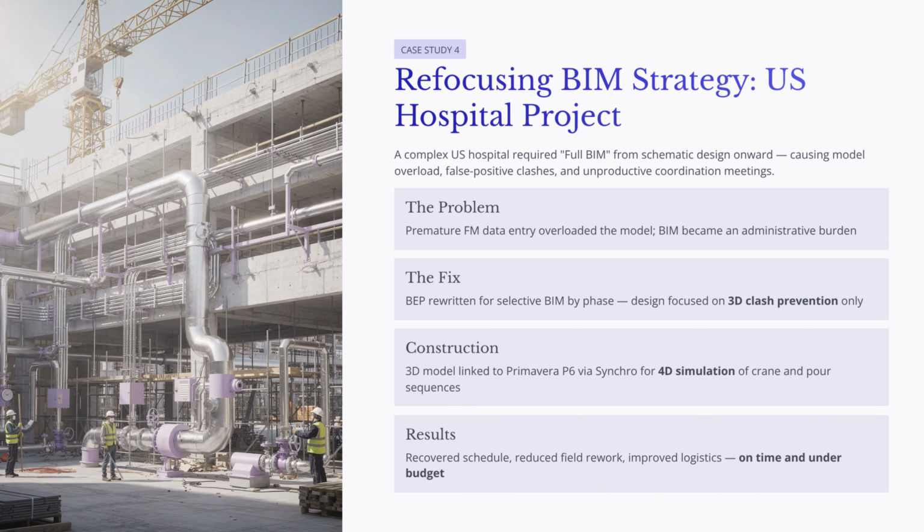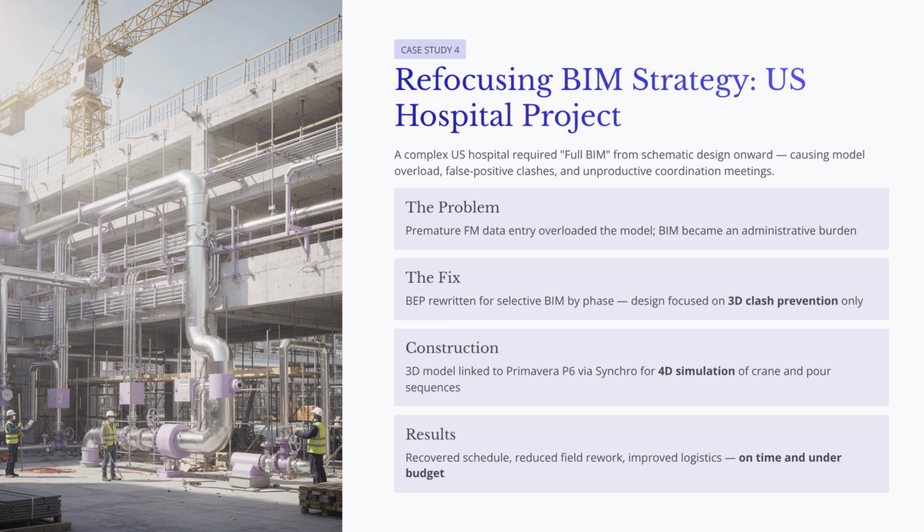At the beginning of the project, the owner required full BIM from schematic design onward. The team was expected to use 3D coordination, 4D scheduling, 5D cost estimating, and facility management data integration very early in the project. At first, this sounded comprehensive, but in practice, it created serious problems. The model became overloaded with information that was not useful yet. For example, the design team was asked to enter facility management data before the designs and equipment selections were stable.